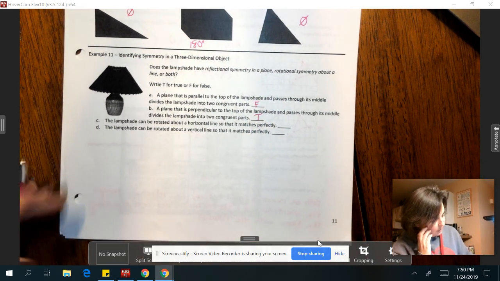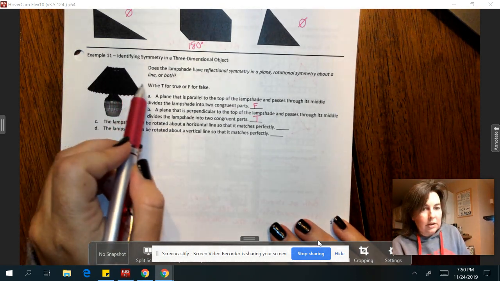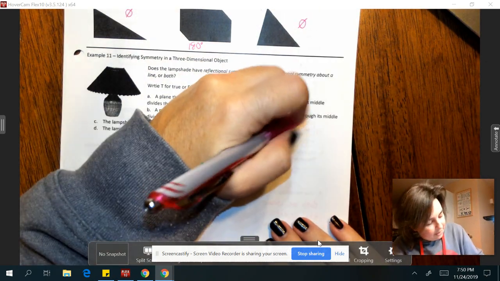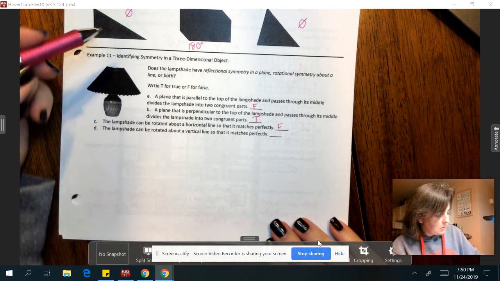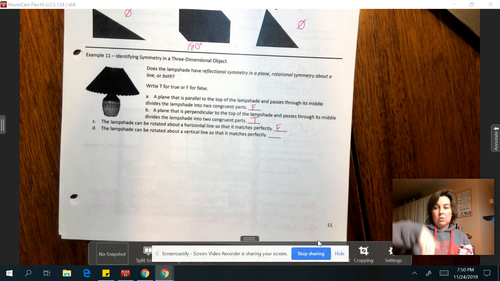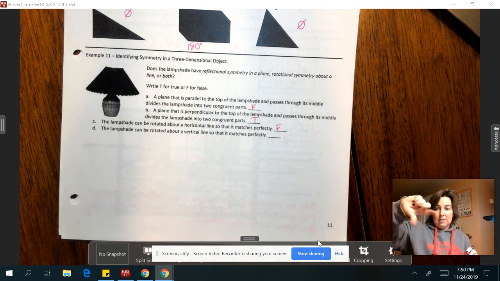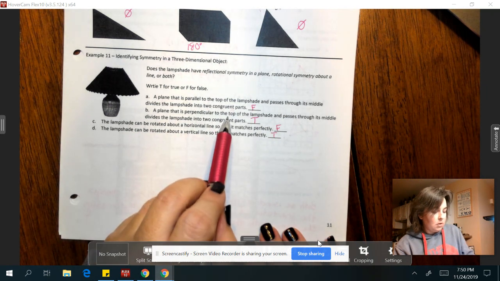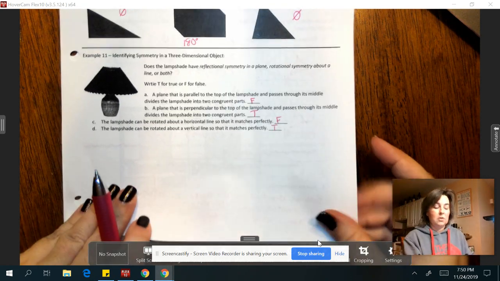So that one's true. C, the lampshade can be rotated about a horizontal line so that it matches perfectly. So if I draw a line here, if you rotate along that line, it's going to flip the lampshade upside down. So that is not going to work. But the lampshade can be rotated about a vertical line so that it matches perfectly. So the lampshade is kind of a circle. If you imagine putting a line straight through the middle of the lampshade, so it goes through the light on the inside, and rotating the lampshade around, it will line up perfectly. So that one is true. So it has a vertical line of symmetry, and it has rotational symmetry around the vertical line.